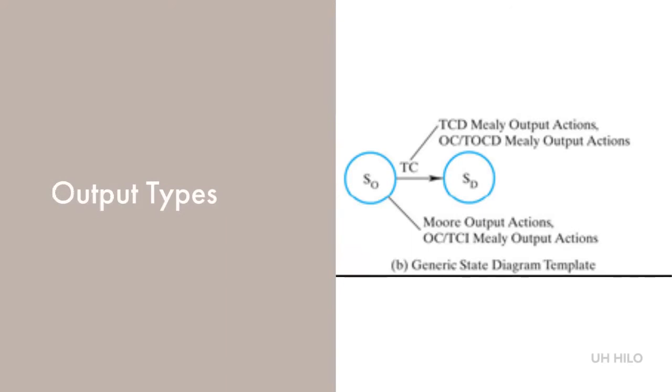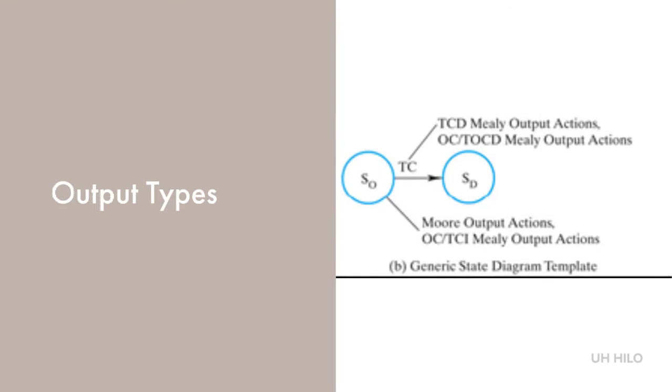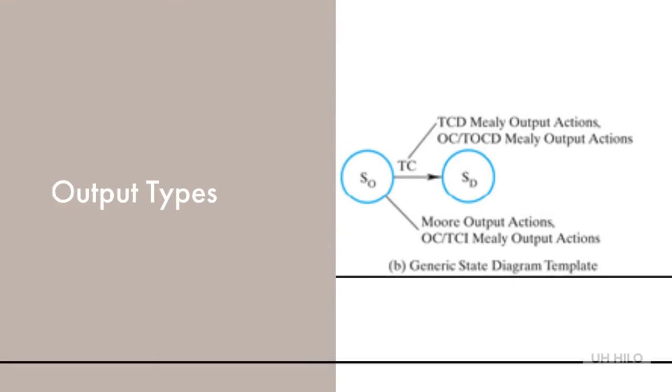We classify output actions based on the conditions that cause them into 4 different types. Moore output actions depend only on the state. Transition condition independent, or TCI, Mealy outputs are preceded by their respective output condition and slash. Transition condition dependent Mealy outputs depend on both the state and a transition condition. Those are TCD. And transition and output condition dependent, or TOCD, output actions.